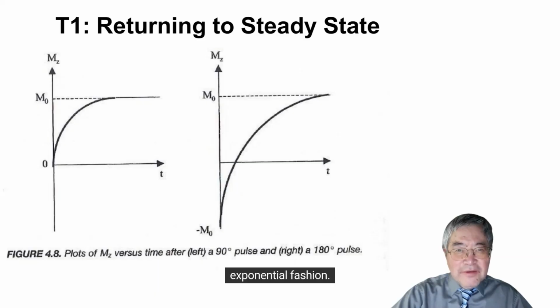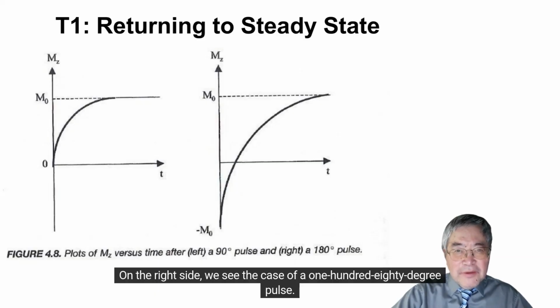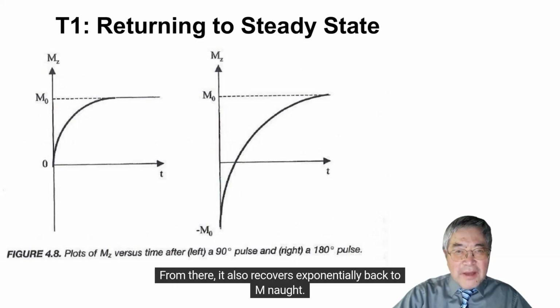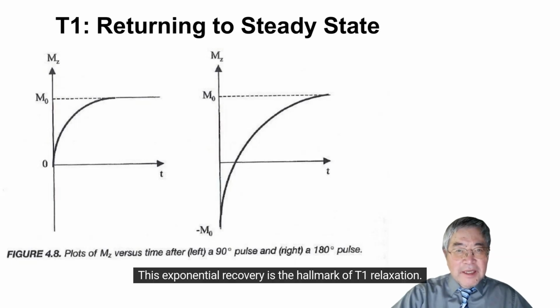Over time, it recovers back toward its equilibrium value, which we call m0, and it does so in an exponential fashion. On the right side, we see the case of a 180-degree pulse. Here, the longitudinal magnetization is flipped completely upside down, starting at negative m0. From there, it also recovers exponentially back to m0. This exponential recovery is the hallmark of T1 relaxation.